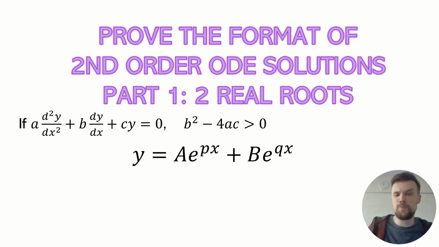But if we're dealing with b squared minus 4ac greater than 0, that's one very specific scenario. Don't worry, we'll be dealing with the other cases in a couple of future Prove It videos, so do stay tuned for those as well. But if we're dealing with this specific case, then we already know the solution to this differential equation will be of the format y equals A e to the power of the first solution to the auxiliary equation, lots of x, plus B e to the power of the second solution, lots of x.